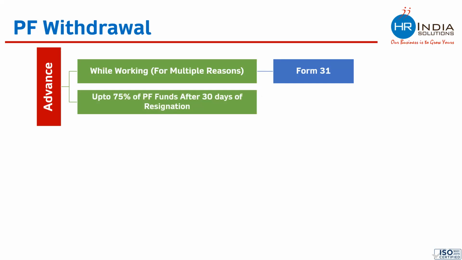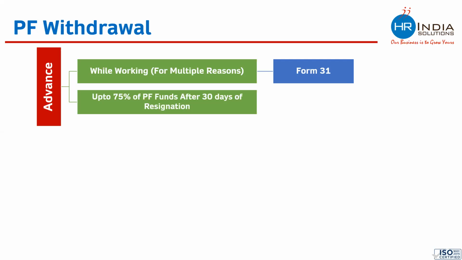The employee has resigned, right? And after resignation, there is a case that you can withdraw the entire PF amount after 60 days of your resignation. In case you did not get any other job during those 60 days of leaving your job, you can withdraw the entire amount of your PF fund by filling form 19.